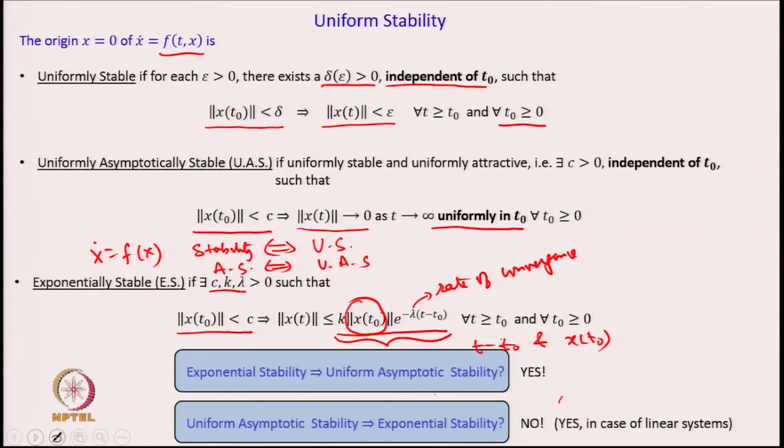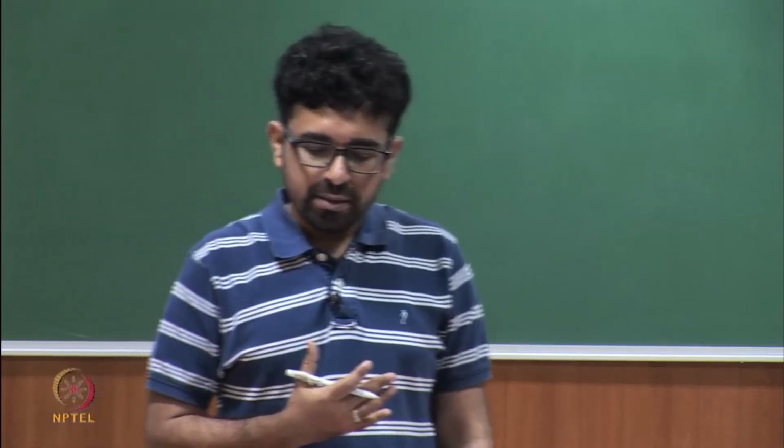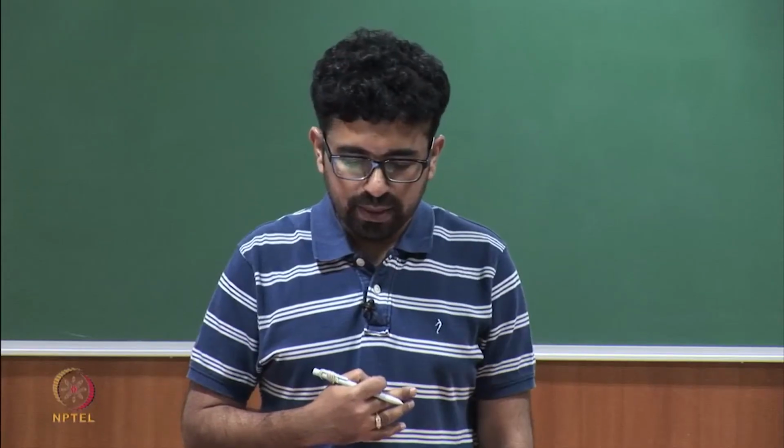However, this relation is true in the case of linear systems, that is, uniform asymptotic stability of a linear system implies exponential stability of the linear system. All right, another very important notion in analyzing stability of nonlinear systems is local versus global stability. Now, for linear systems, stability is always global. However, for nonlinear systems, we need to talk about local stability.